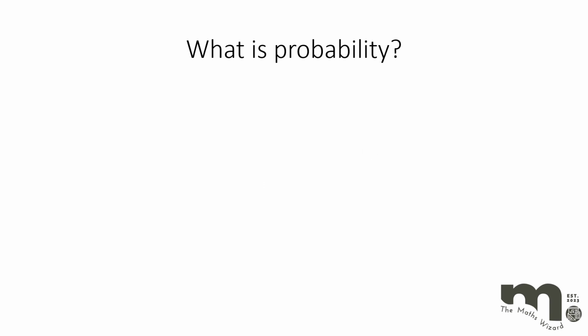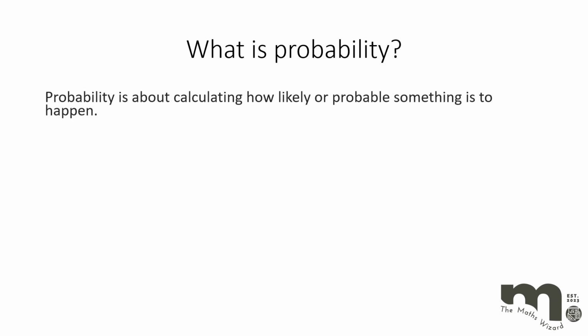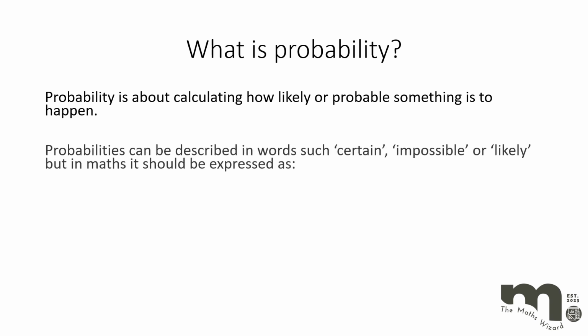So first of all, what actually is probability? Probability is all about calculating how likely or probable something is to happen. It could be something like flipping a coin and getting tails, or rolling a dice and getting 6, for example. It can be described in words such as certain, impossible, or likely.